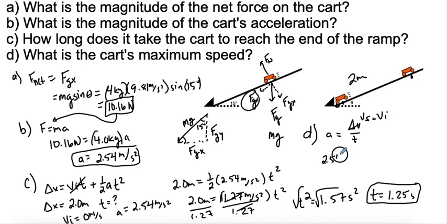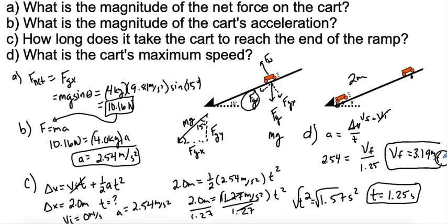So 2.54, I'm not going to worry about labels here, we're just going to plug it in. Final velocity will be there because remember the initial velocity is 0, and we have a time of 1.25 seconds. So we get our final velocity. You'll end up multiplying both sides by 1.25, and we get 3.19. So 3.19 meters per second. That is the final velocity at the bottom of the ramp.